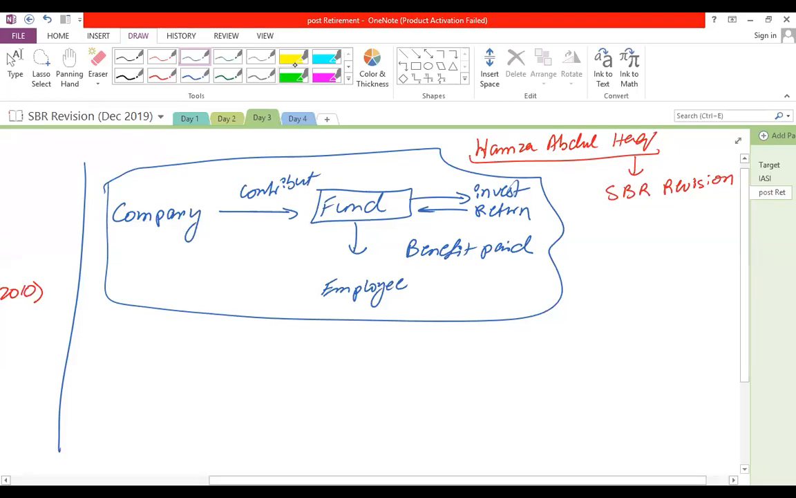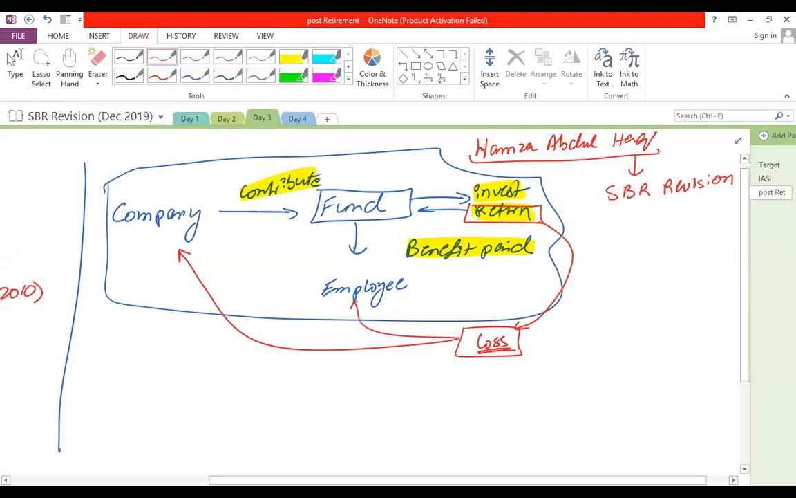So now the company makes a contribution, and the fund invests, earns return, and then these are paid in the name of benefits to the employees. Now the question is, what if the return becomes a loss? What if the amount invested by the fund incurs a loss? Who is going to bear the loss? Will the company bear the loss, or will the employee bear the loss?